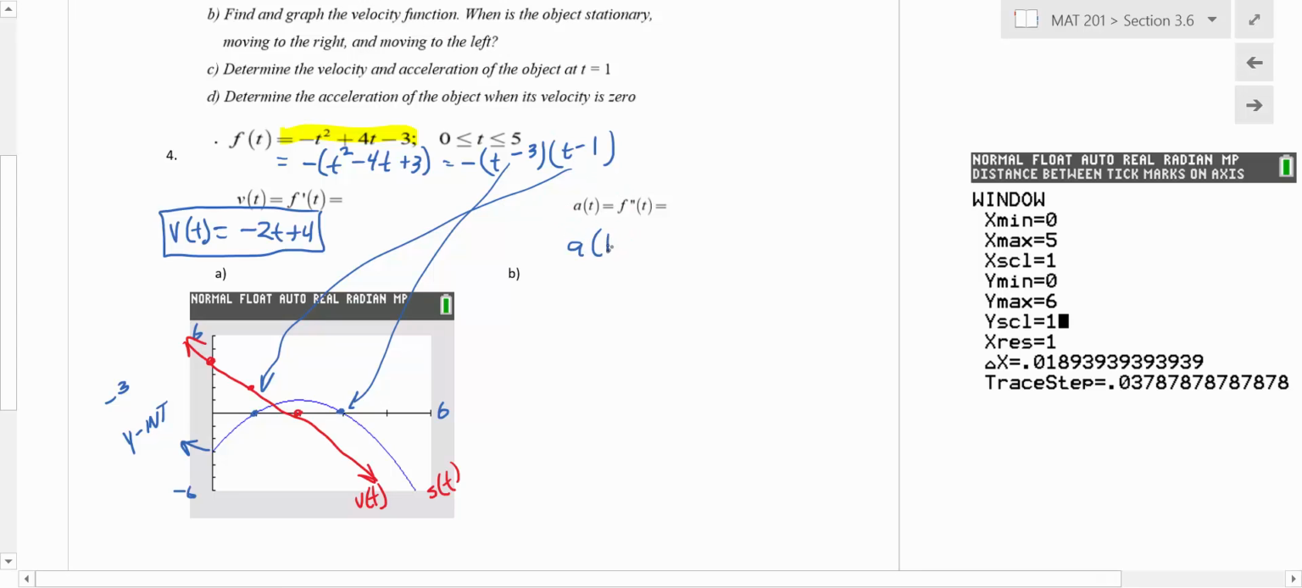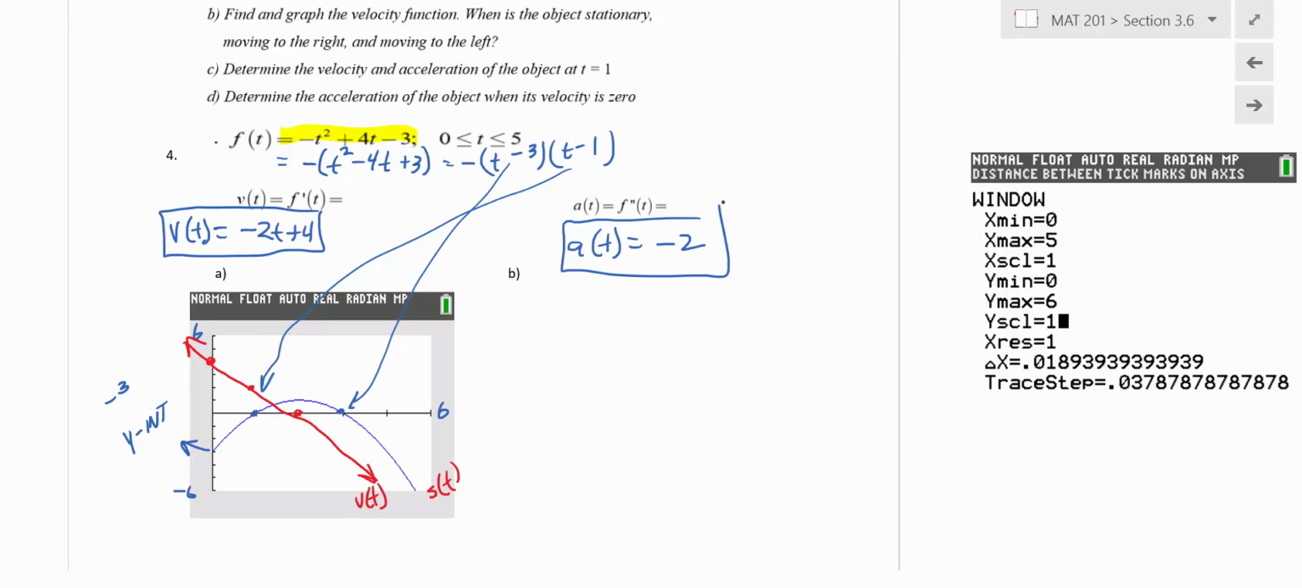So when you do the acceleration, that's just the second derivative. So what's the derivative of the velocity? -2, right? Okay, so that means you have constant acceleration. That's what's happening on that. And that's what happens if you throw a projectile on the Earth, the acceleration is constant.